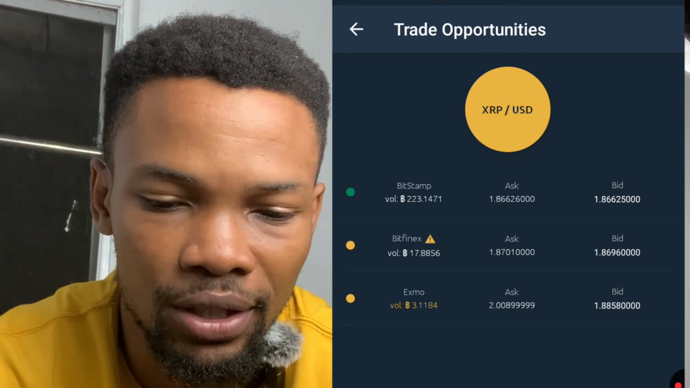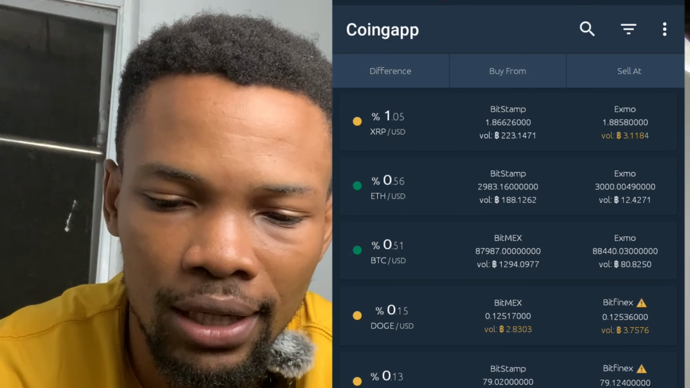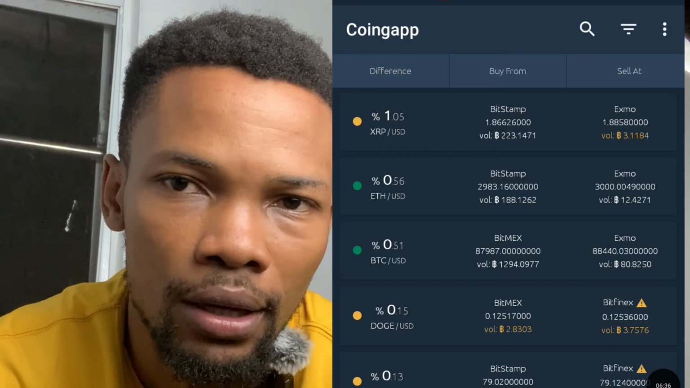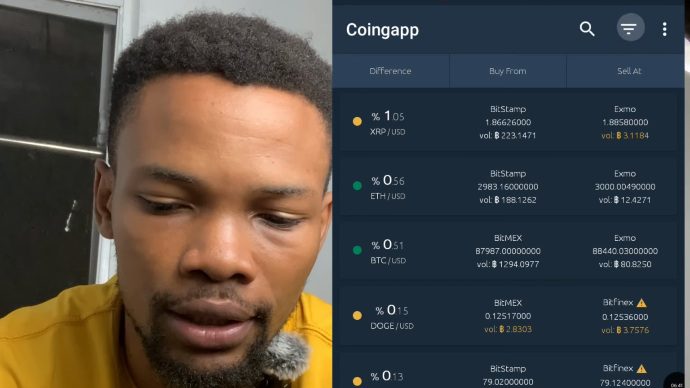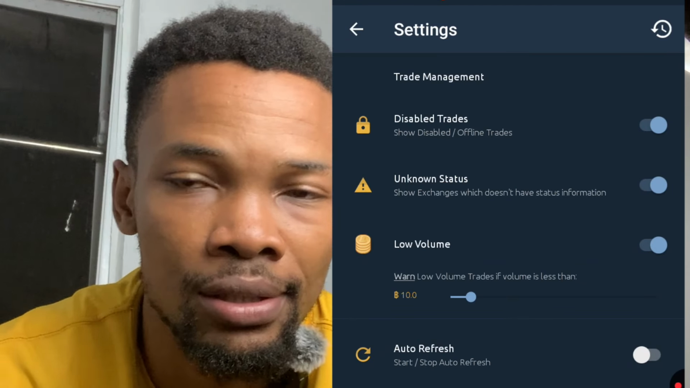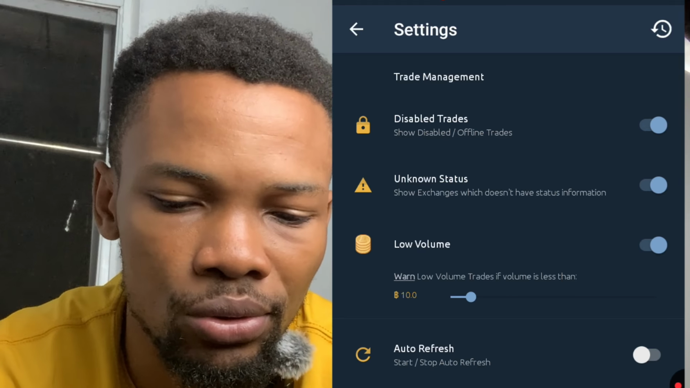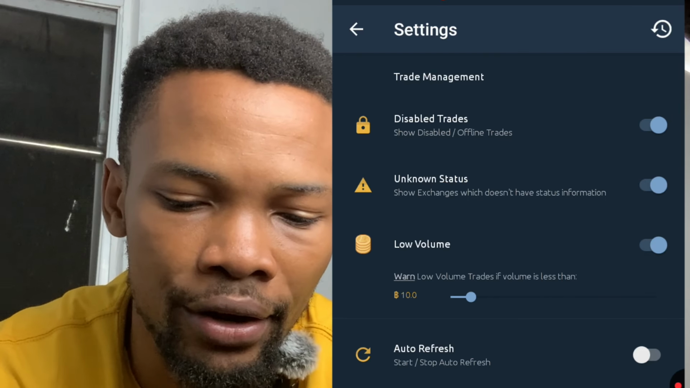All right, now this is exactly how it is. And of course, other things you have to understand is the filter. On this area, when you click on this filter sign, it is a filter where you can do some settings, disable whatever crypto you don't want to see. So you can do your settings at the earlier part of this.